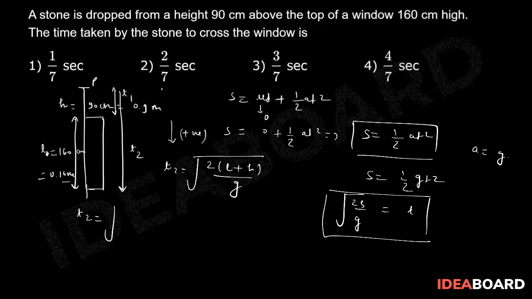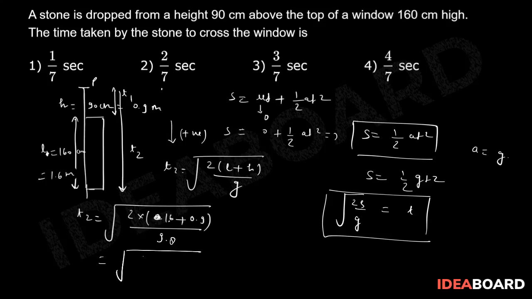So t2 is equal to under root of 2 times L, which is 0.16, h is 0.9. Okay, so there is a mistake. This is not 0.16, this is 1.6 meter. So this is 1.6 meter divided by 9.8. So now this will be 2 into 2.5 divided by 9.8. This point will be finished. This will be 2 cancelled out, this will be 49. So 25 by 49 square root. So this will become 5 by 7 second.